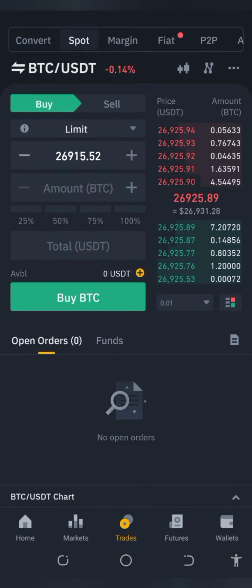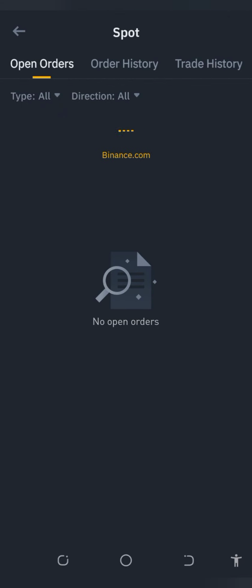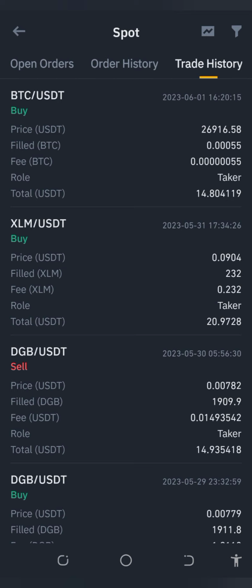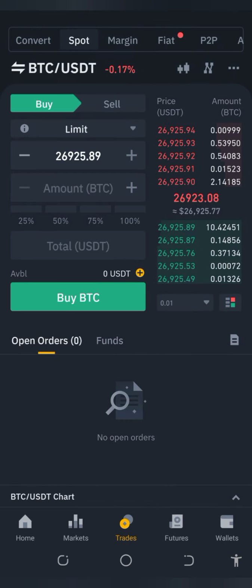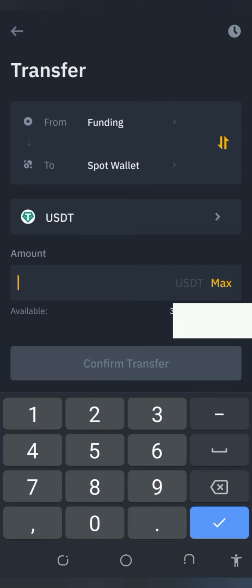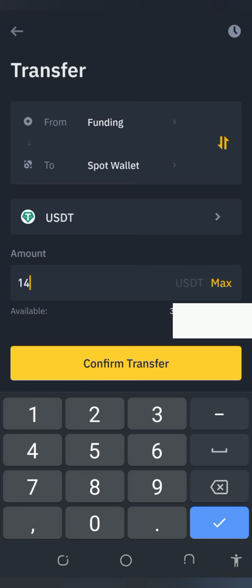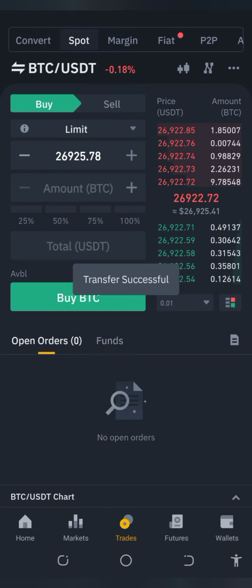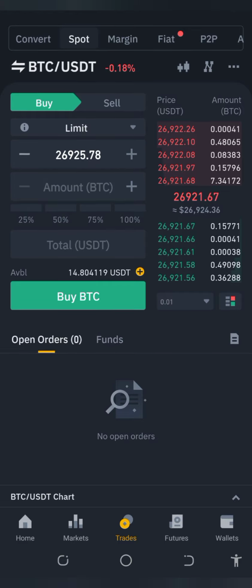Good. So now I'm going to go back and transfer 14.818. Well, let me check that again just to be sure, because I don't want to make any mistake. I think it's 14.8041. Yeah, 14.804119. So let's go back and do this transfer quickly. All right. So first off, I'm just going to put in there 14.804119. All right, same amount. Okay, so now we have the same amount here.